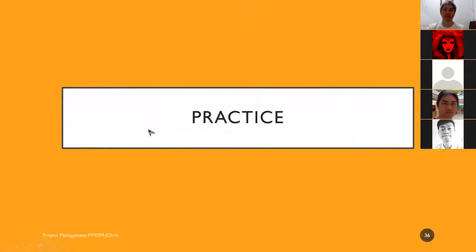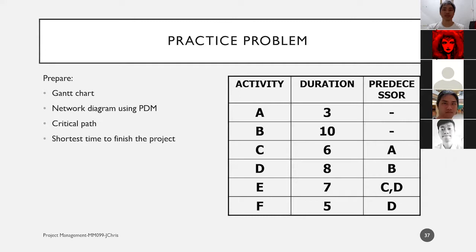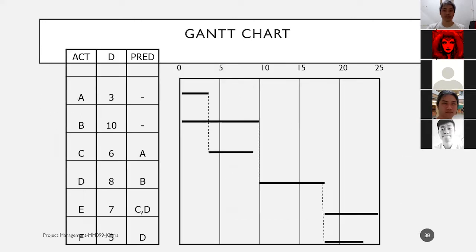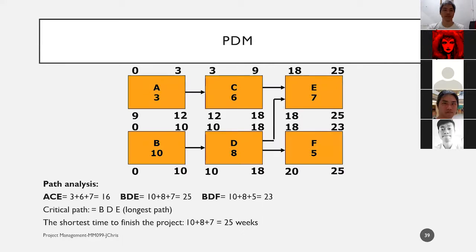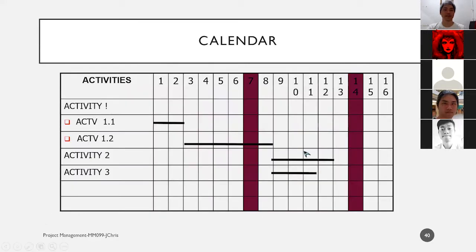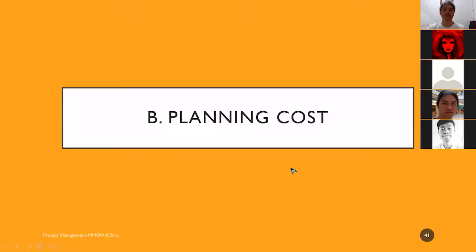That's it for part A. You do have a practice that you need to try yourself. This one, with PDM. And this is the project calendar itself, using a Gantt chart.